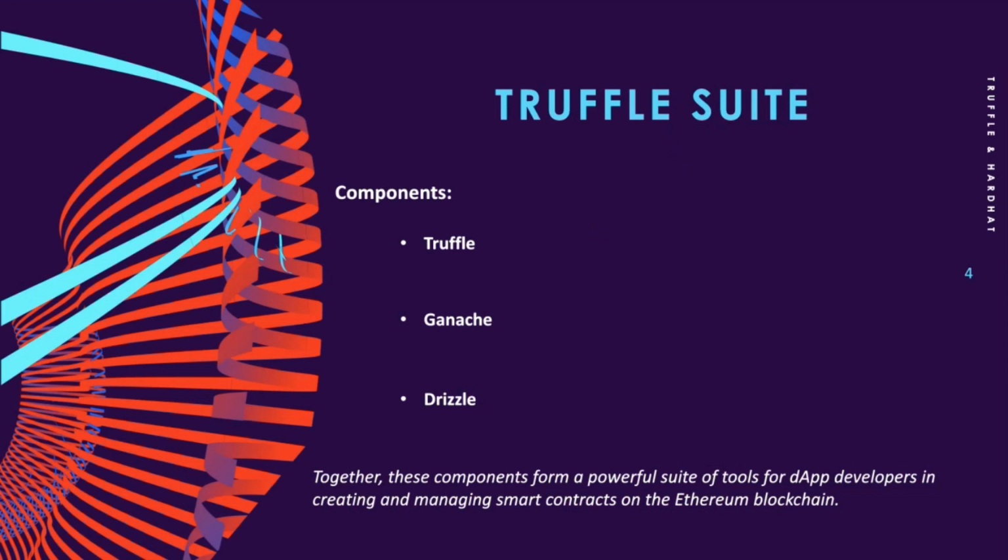So the Truffle Suite comprises three components: Truffle, Ganache, and Drizzle. Truffle is a smart contract development framework that allows developers to write, test, and deploy smart contracts. Ganache enables developers to create a personal Ethereum blockchain for testing and development on a local network, while Drizzle serves as a repository of pre-built components and an essential tool in developing dApp user interfaces. Together, these components form a powerful suite of tools for dApp developers in creating and managing smart contracts on the Ethereum or Conflux or any other blockchain.